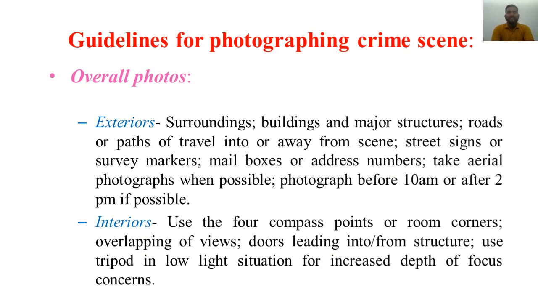So generally there are three types of photography, that is overall photography, mid-range photography and close-up photography. Here the overall photograph should encompass the entire large scene and be overlapping. Also it should represent a 360-degree perspective and include a landmark. It should include identifying marks such as house numbers or license plates. So all this information should be there.